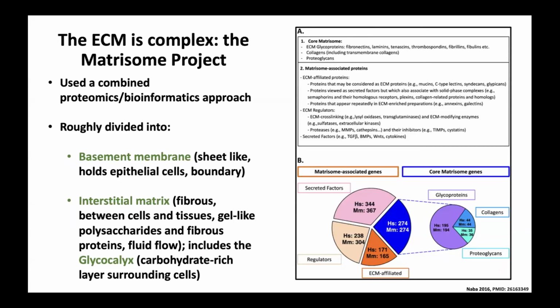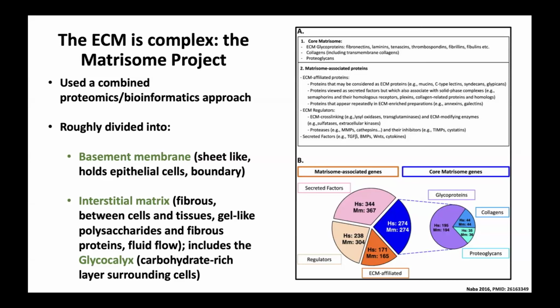So this is from one of the first papers from something called the Matrisome Project that was led by Alexandra Naba, who was a postdoc at the time in Richard Hynes' lab at MIT. And what she developed was a combined proteomics and bioinformatics approach to identify every proteinaceous component in the ECM. So this is only protein. It didn't include proteoglycans or glycosaminoglycans.